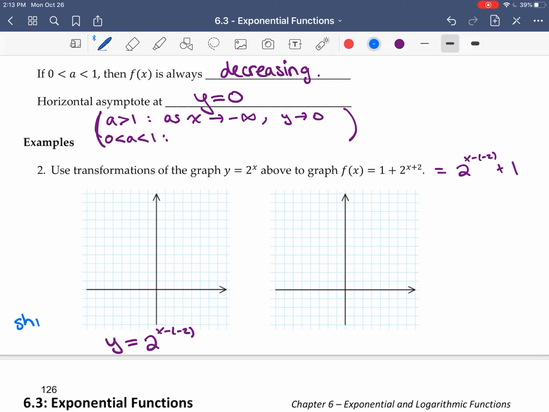And this is going to be a shift left of 2 units. Okay, so the horizontal asymptote is going to be the same. Okay, but I'm just going to subtract 2 from each of my values up above. So instead of being at 0, 1, I'm going to be at -2, 1. Okay, and instead of 1, 2, I'm now at -1, 2. And instead of 2, 4, I'm at 0, 4. Okay, and then it's going to be 1, 8.